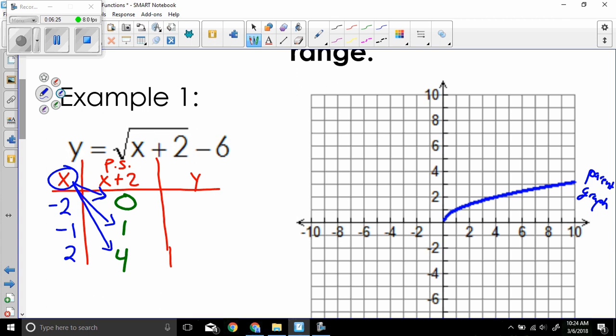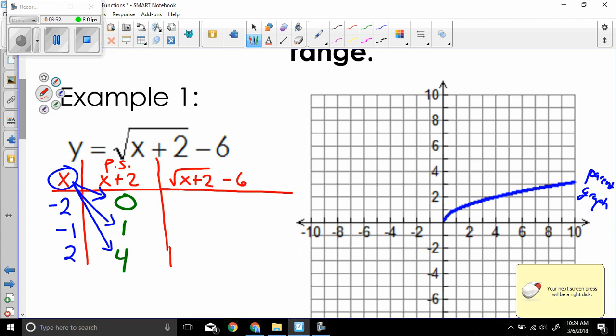Here I have negative 2 plus 2 would give me 0. Negative 1 plus 2 would give me 1. 2 plus 2 would give me 4. If I evaluate these x values, maybe for my first example I won't just do y's. Maybe I'll actually do the whole thing now. So maybe I'll say this is the square root of x plus 2, minus 6. And then here at the end, I'll put my y value.